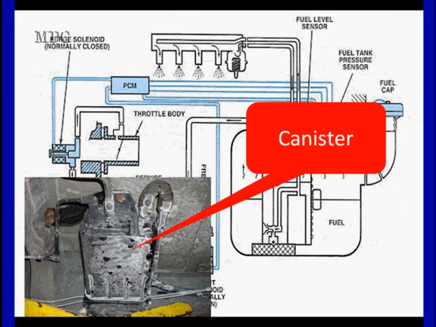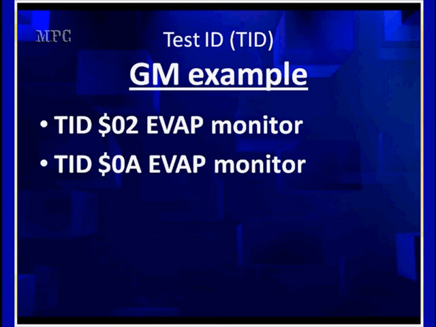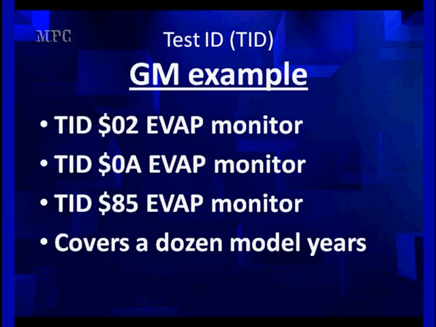The canister is looking here. You see this nice, clean, pristine canister. They're beautiful things. Let's look at TID2 EVAP monitor, and OA EVAP monitor, and 85 EVAP monitor. Why have we got so many TIDs for EVAP monitors? Well, it covers a dozen model years or so, and there's different model years, different car lines, use different TIDs.